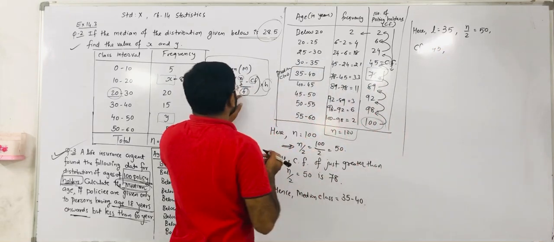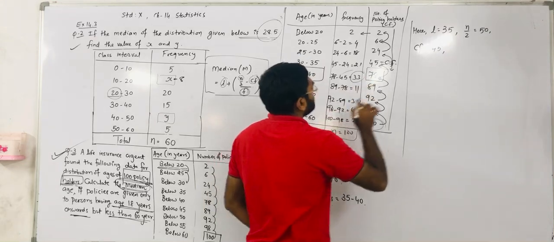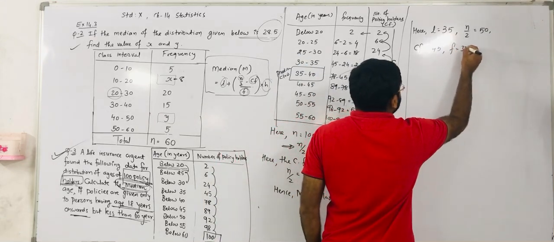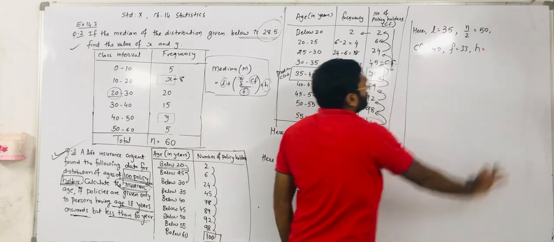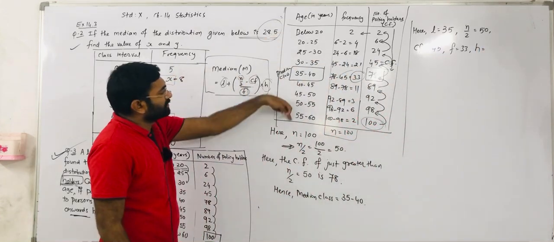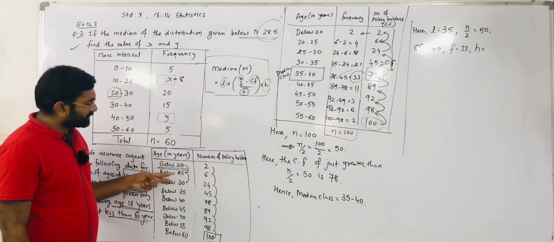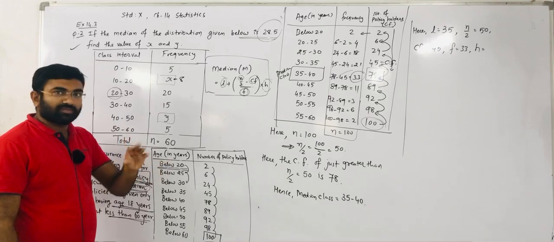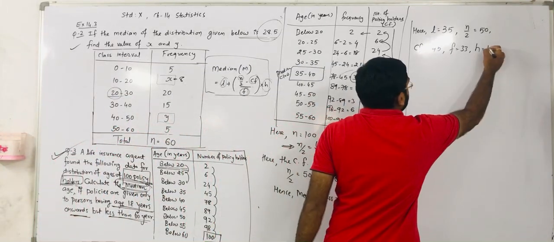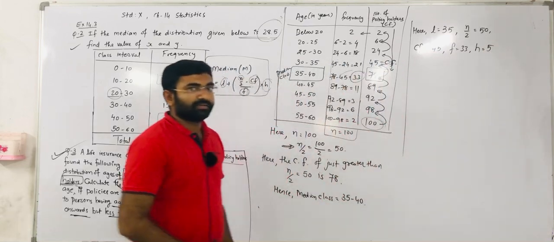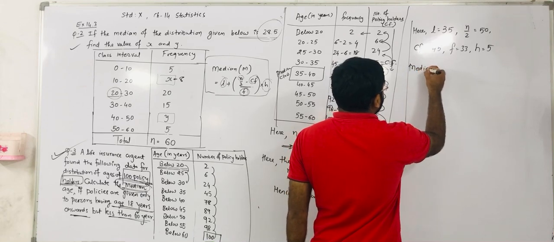Then we require the F value. F means the median class frequency, which is 33. And the H value. H means class size. In the given classes, after observing two succeeding classes, you can see there is a difference of 5. So the H value is 5. Class size is 5. Okay. Now we have to apply the median formula and find the median value.